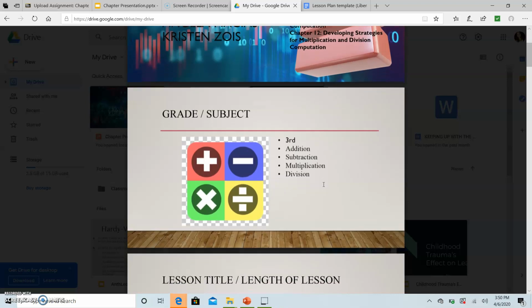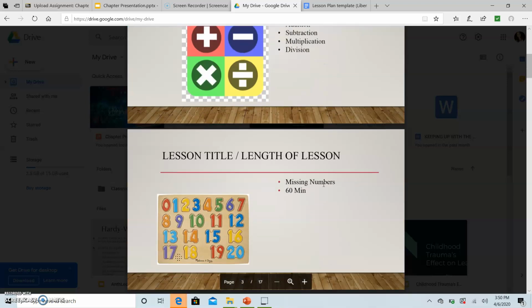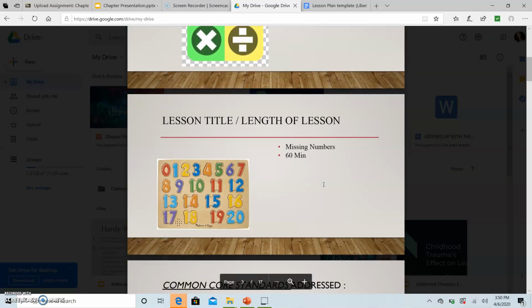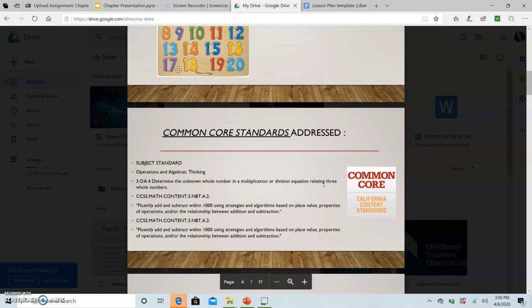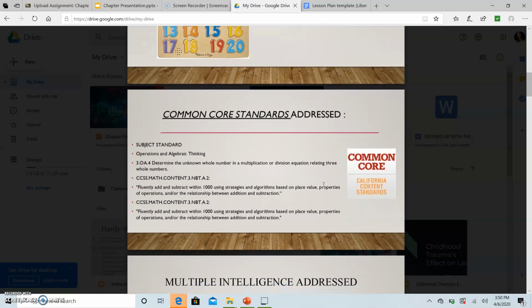So our lesson plan is about grade 3, and our subject is going to be addition, subtraction, multiplication, and division. The lesson title is going to be Missing Numbers, and the length is 60 minutes. The Common Core standards are going to be the operations of algebraic thinking, determining the unknown number in a multiplication or division equation relating three whole numbers.